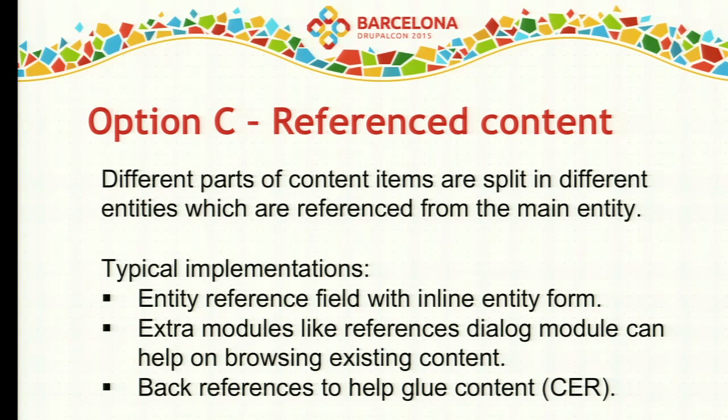So for doing things like these, you typically use things like inline entity form. There's an entity reference between the two types of content that you are talking about, and then you have some glue modules. You might want to have some back reference as well from the sub-item, the atom that you are creating. You want it to reference also the main entity, and you have modules like content extra reference, which basically glues back to what you have.